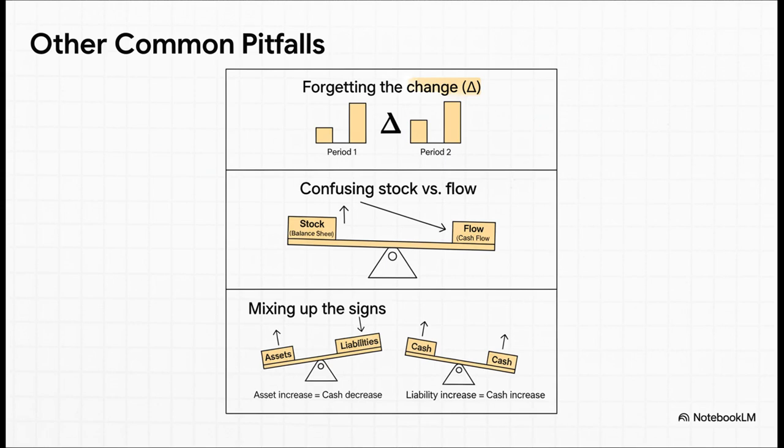And definitely watch out for these other pitfalls. Remember, it is not the final balance of AR that hits your cash flow. It's the change, the delta, from one period to the next. And look, if you don't remember anything else, burn this into your brain. When an asset goes up, your cash goes down. When a liability goes up, your cash goes up.